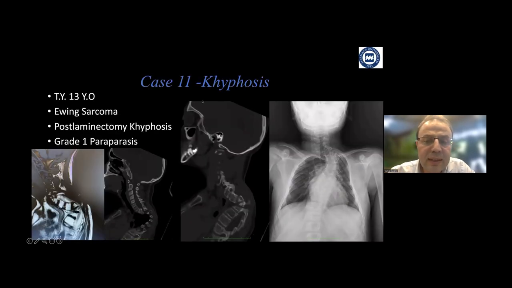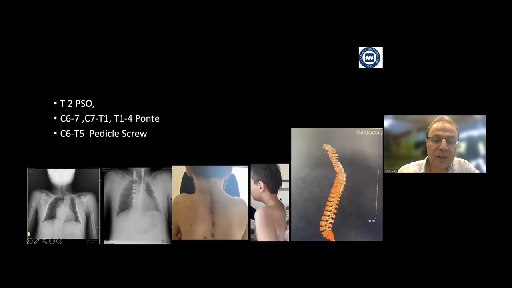And this is the last case. This is kyphosis, but it is congenital and at the same time neuromuscular scoliosis, because this patient has Ewing sarcoma at the same time. There is a hemivertebra here, and there is a cervicothoracic junction kyphosis here, and a hemivertebra and right vertebra here. And this is the postoperative.